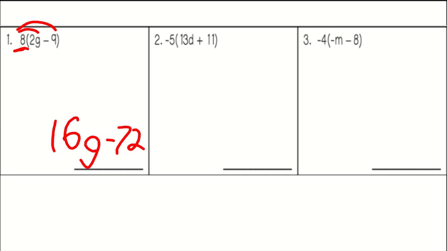Y'all go ahead, do 2 and 3 there. On your sheet, I cut and paste some stuff, so it does sometimes jump around number-wise.